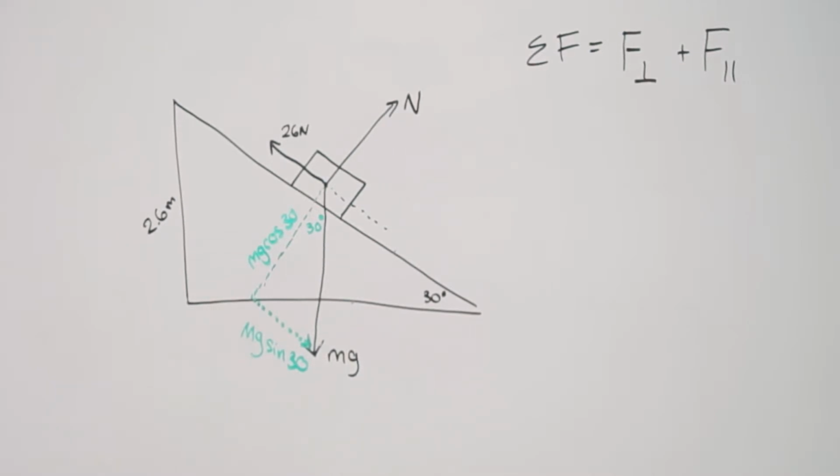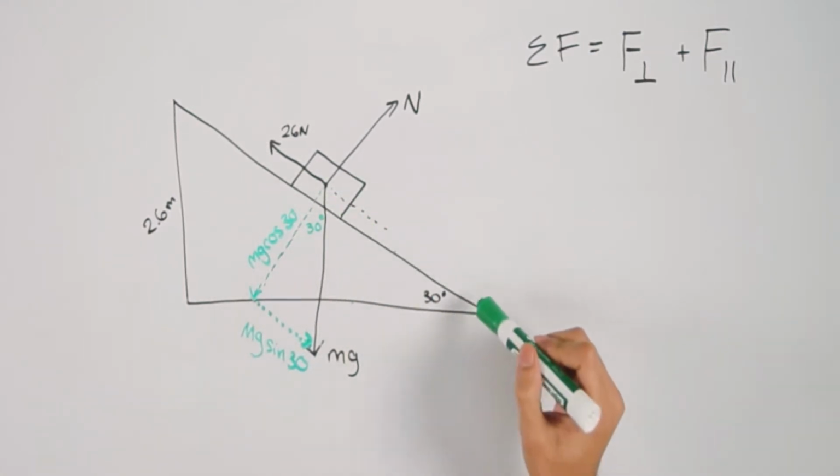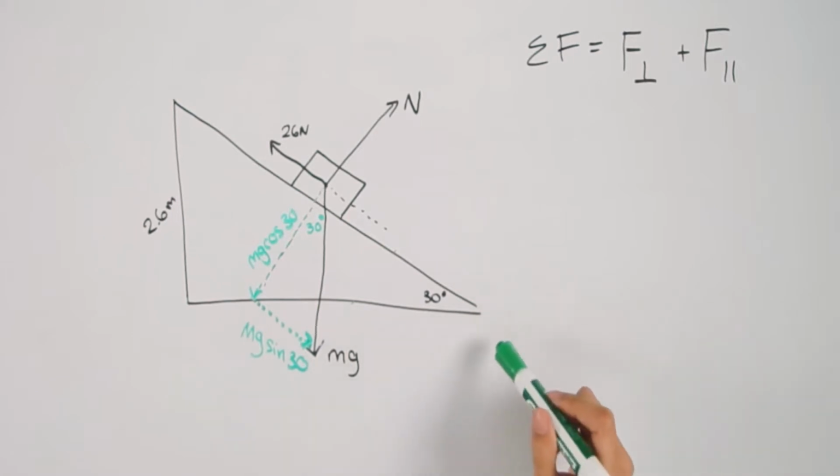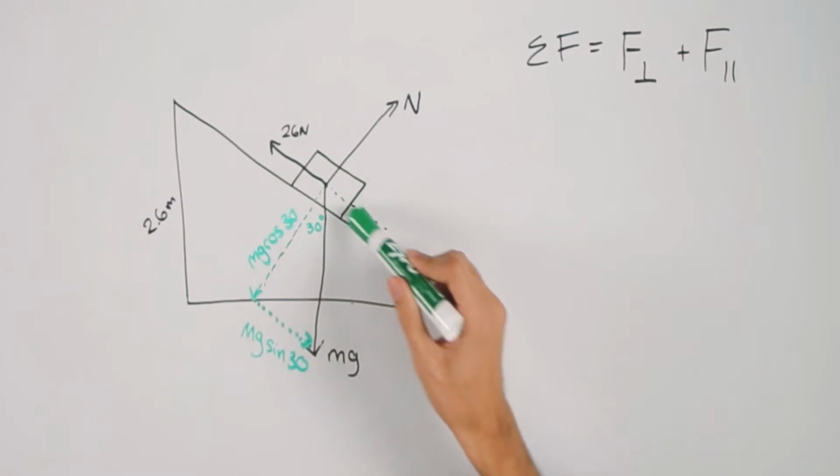All right, so now that we've worked that out, remember this is going down and this is going to the right, then we can actually solve our problem. So we want to know the speed at the bottom of the slide. We only care about the parallel force.